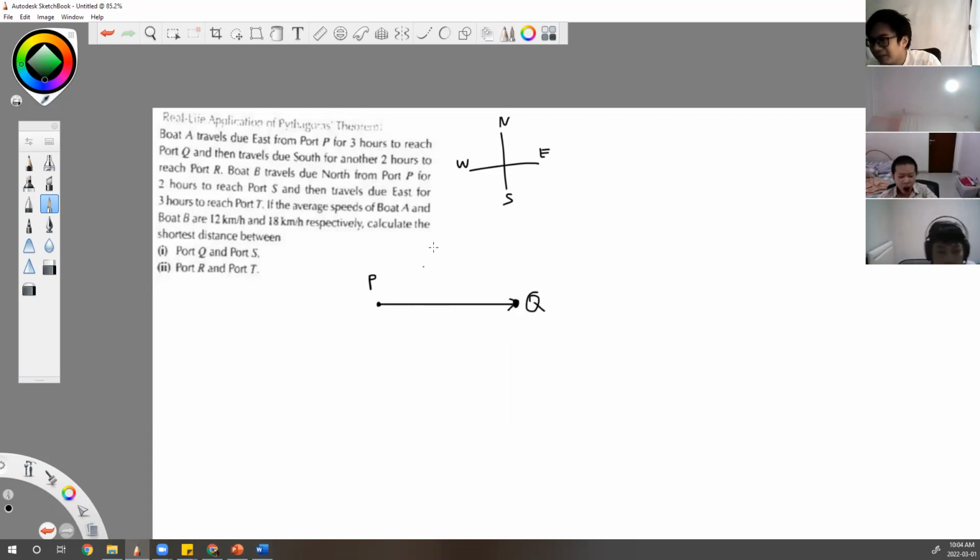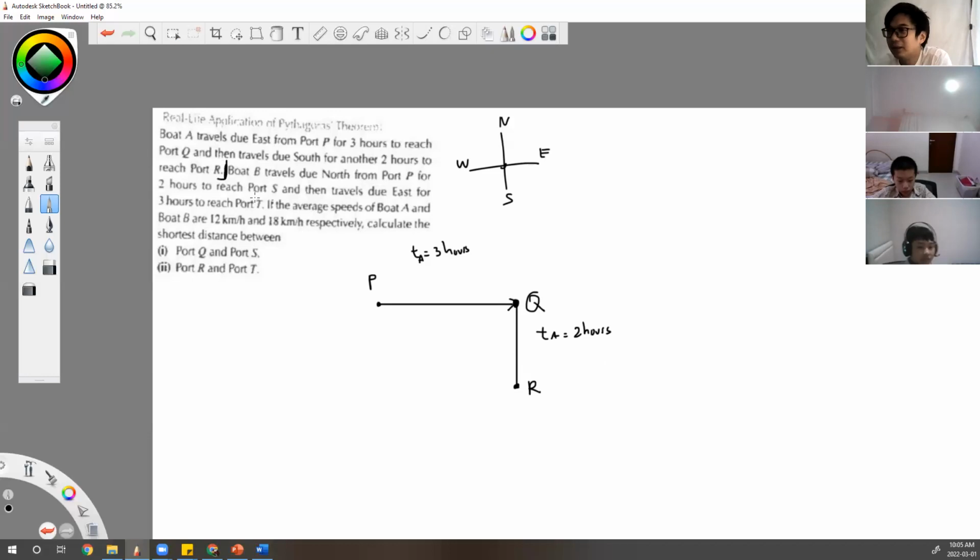So the time is 3 hours. And then boat A travels due south, go down, right? After Q, going down another 2 hours to reach port R. Okay, 2 hours. That's for A. Okay, done.